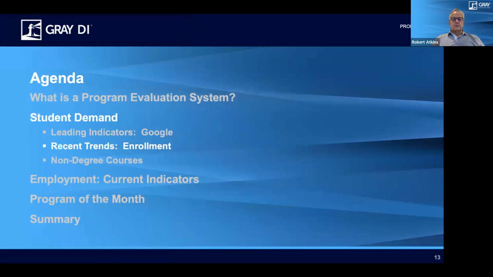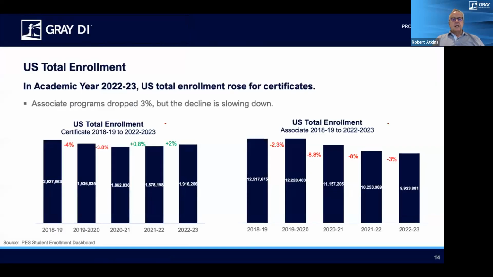Now, let's take a look at some trends, and I'm going to start with enrollment. On the enrollment front, we saw good news in total enrollment at the certificate level. It had been going down for a couple of years, down about 4% a year from 18-19. Then in 2021, it basically flattened out, up a little bit, 0.8%. In 21-22, up 2%. So it's a relief anytime you see growth in enrollment numbers. And here we're starting to see a bit of an upward trend in certificate level enrollment.